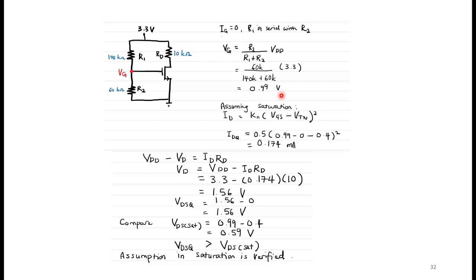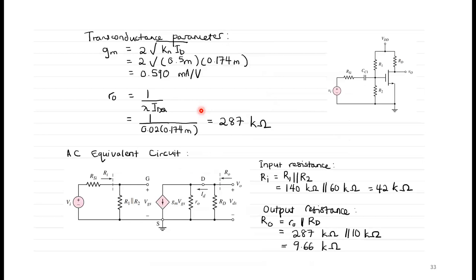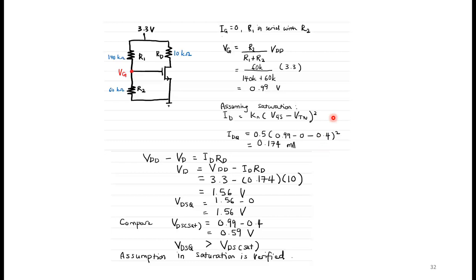Now, once I have that, I can find IDQ if I assume saturation. This is the approach that we did from the last lecture. We assume saturation first, and then we'll check later. Assuming saturation, I get ID equals KN times VGS minus VTN, squared. In MOSFETs, this is among the few equations that you have to memorize, or have in hand just to estimate a ballpark figure. So you have a quiescent point ID of KN 0.5 times VGS, which is 0.99 minus 0 because VS is 0, minus 0.4, and square it up.